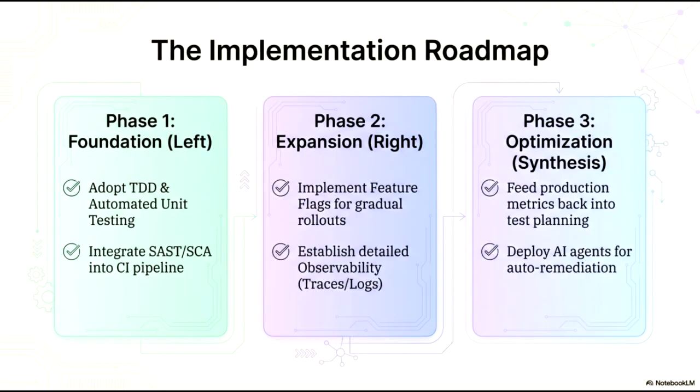Phase 2, expansion, shifts our focus to the right and emphasizes operational readiness. We will implement feature flags to facilitate gradual rollouts and minimize release risk. Additionally, we will establish detailed observability through comprehensive traces and logs, providing the visibility needed to manage production environments effectively.